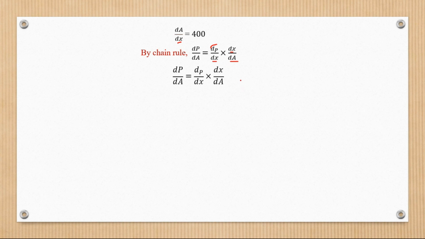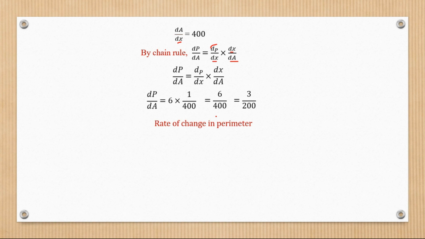Now we're going to substitute in the values that we've found. We found dp/dx equal to 6, and then what we have is dA/dx, which means dx/dA is that with 1 over it. So it's just going to be 1 over 400. So we find that dp/dA is equal to 6 over 400, which is the same as 3 over 200.